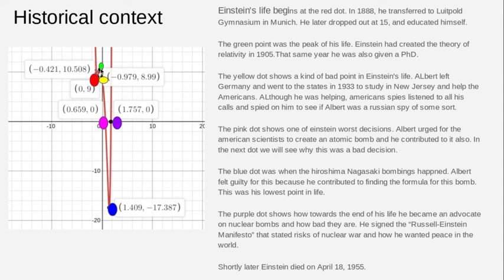We then move to the green dot right here. The green dot was the peak of his life. Einstein had created the theory of relativity in 1905. That same year, he was also given a PhD. Then his life slowly starts to decline, but not too much.